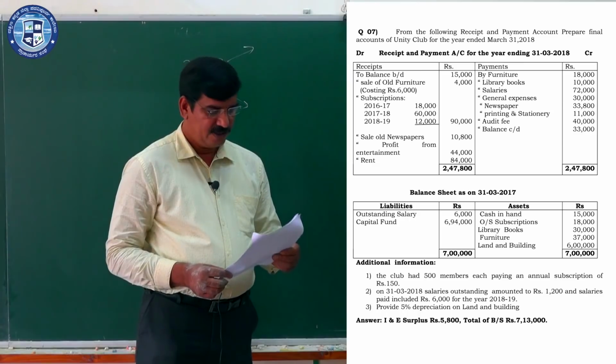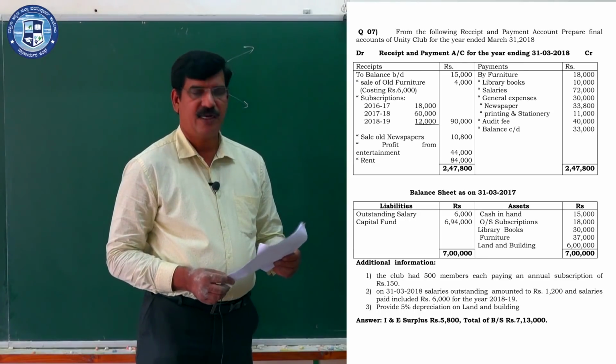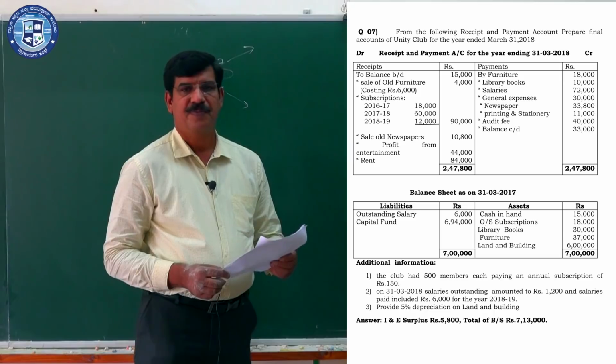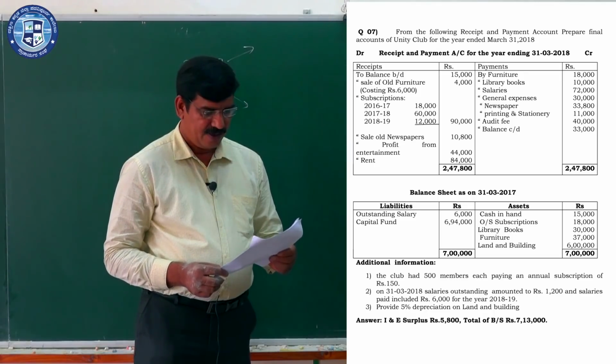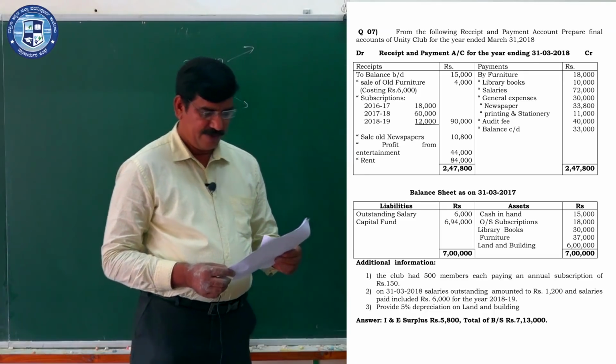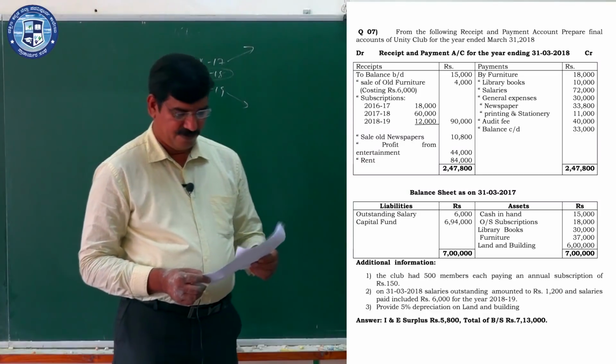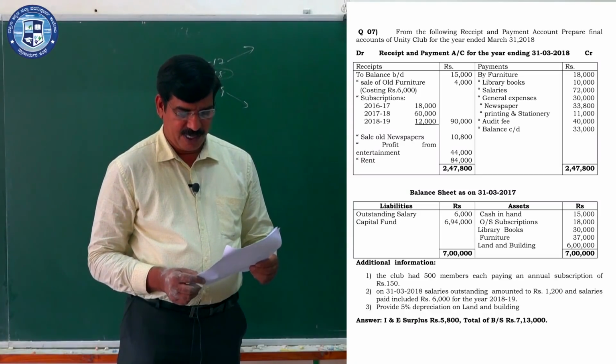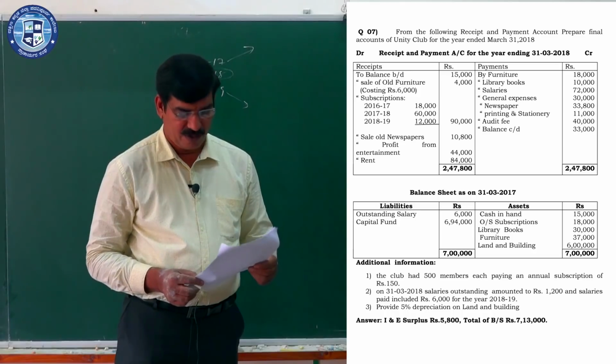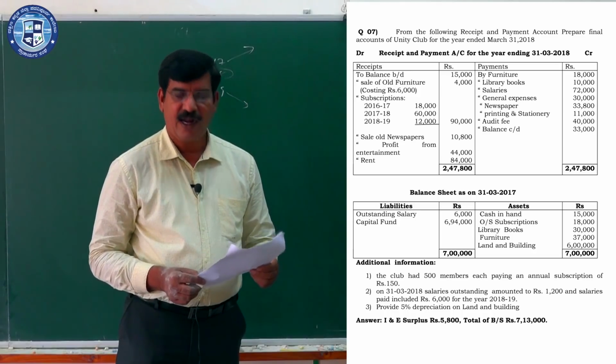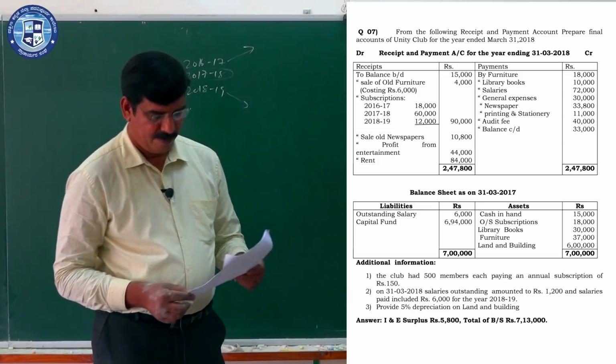Okay, what we have to do with this? This has to be deducted from salary in the income and expenditure account, and on the right hand side, cash in hand, of course we know that. Outstanding subscription has to be deducted from the subscription. Library books, furniture, land and building will straight away go to the balance sheet.